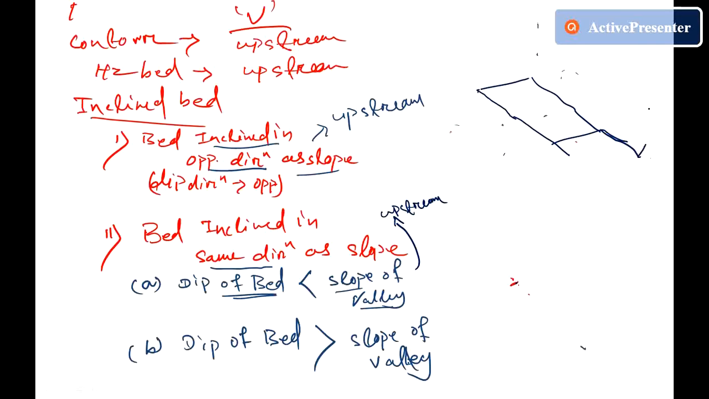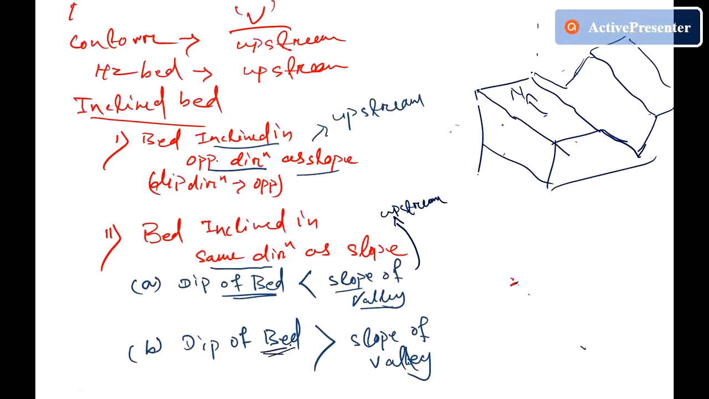This is the valley. And as I have told, this is your north. It is sloping towards south. Now I am going to draw a bed where the dip delta is greater than the slope, that is theta.